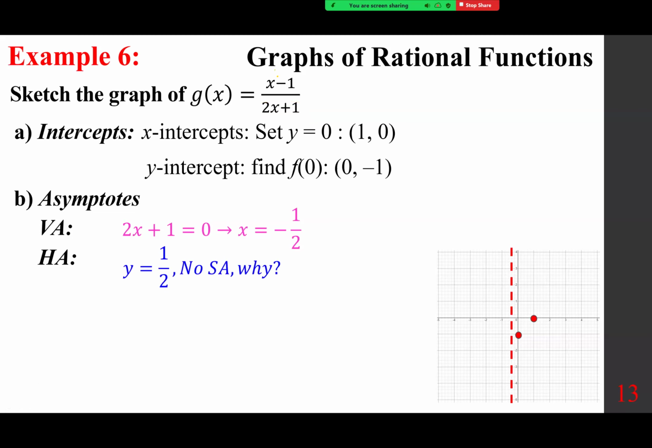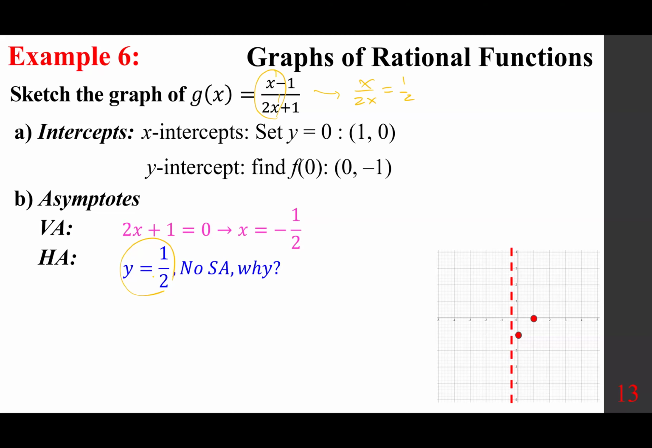Notice this is degree 1. This is degree 1. So x over 2x equals 1/2. That's how you get that in essence. Okay, everybody? That's how you get this as the answer. And of course, if you have a horizontal asymptote, you can't have a slant asymptote.